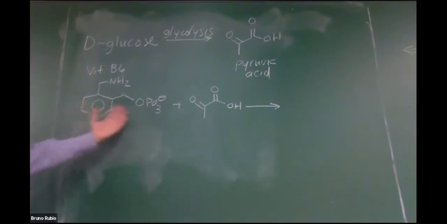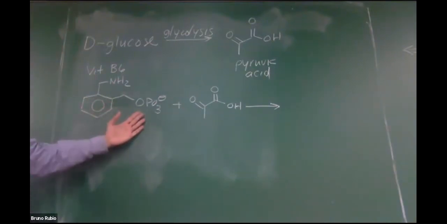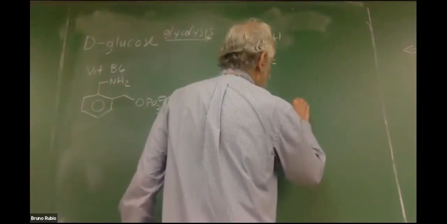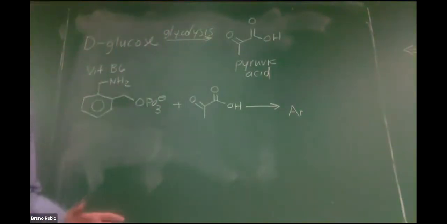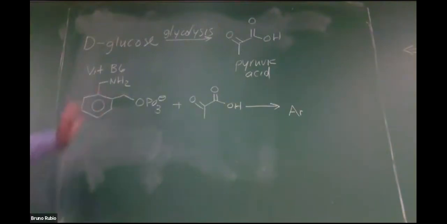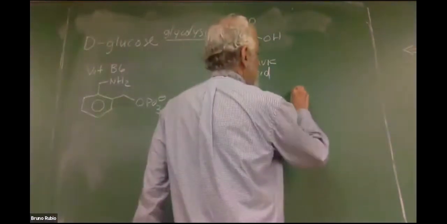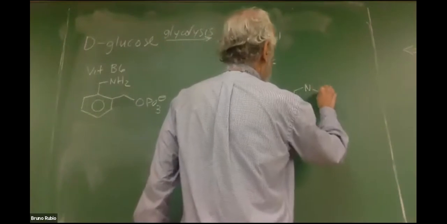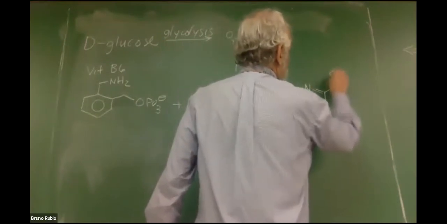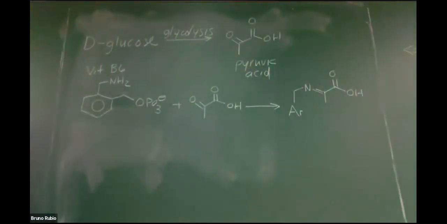Okay, so because this is kind of complicated here, I don't want to keep writing this. So I'm just going to write AR here, standing for aromatic, standing for arene, I guess is what we're calling this, right? And so we get an imine where the carbon-oxygen double bond is replaced by a carbon-nitrogen double bond. So there's the imine that forms.